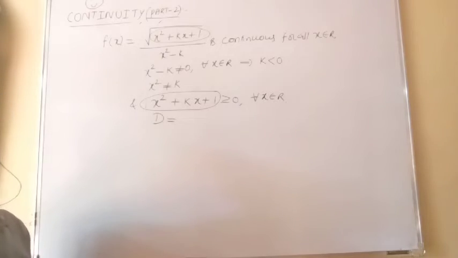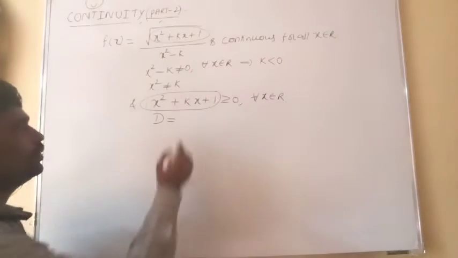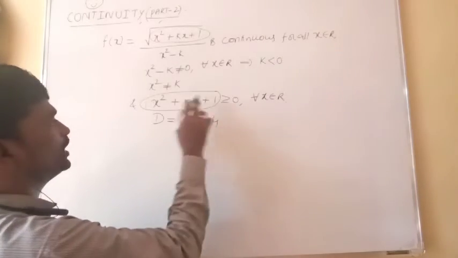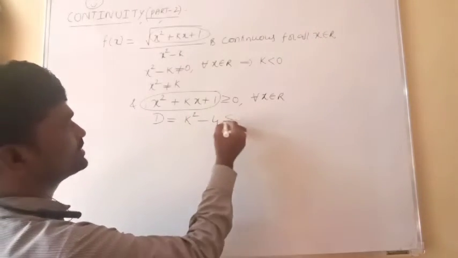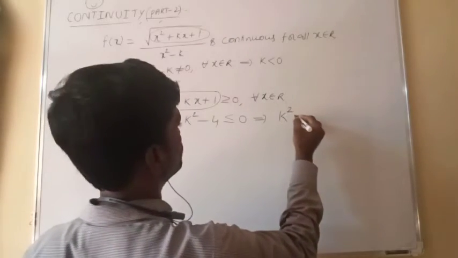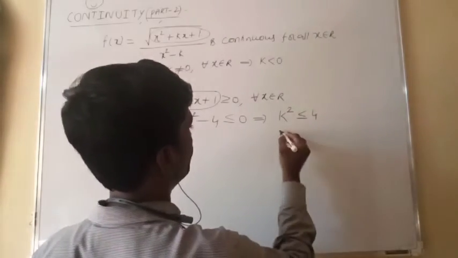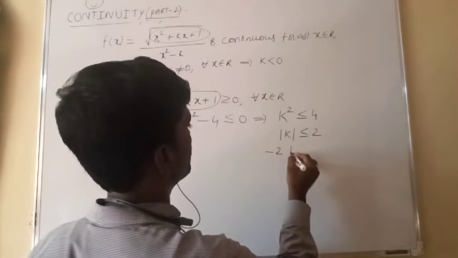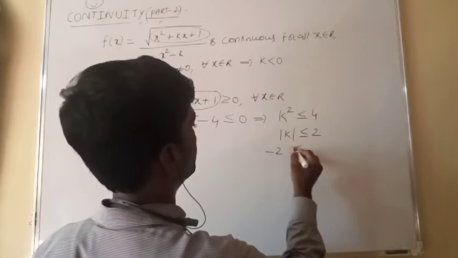Discriminant b square minus 4ac less than or equal to 0. What is b square here? K square minus 4ac, 4 into 1 is 4. It should be less than or equal to 0. So k square minus 4 less than or equal to 0 means k square less than or equal to 4. So modulus of k less than or equal to 2. That is k lies between minus 2 and plus 2.